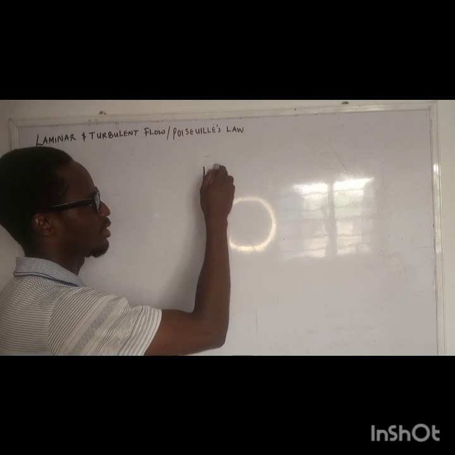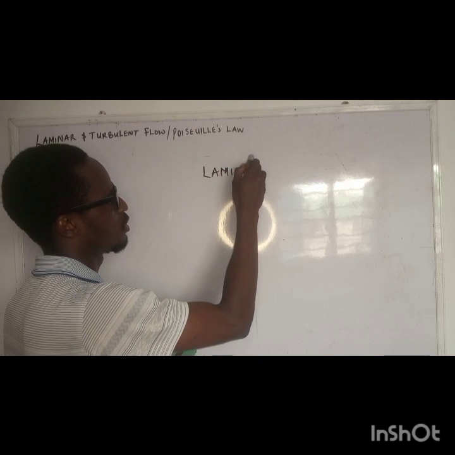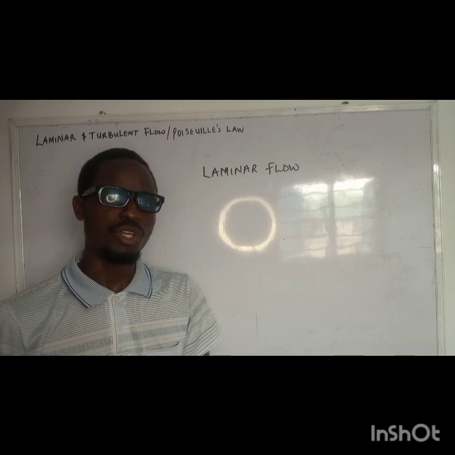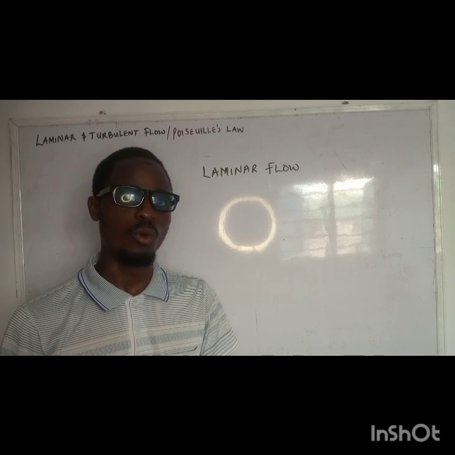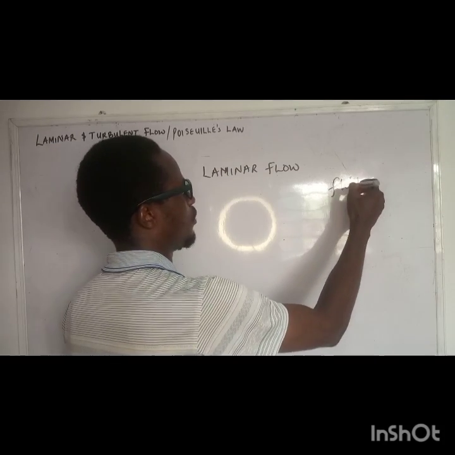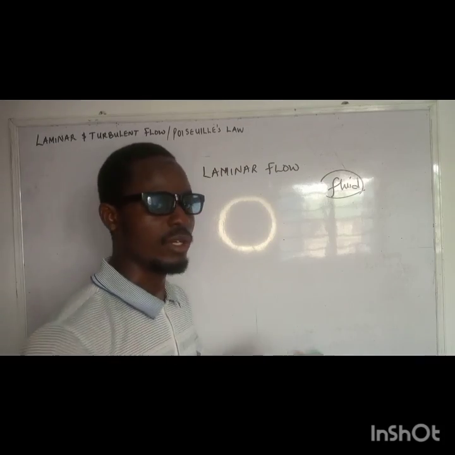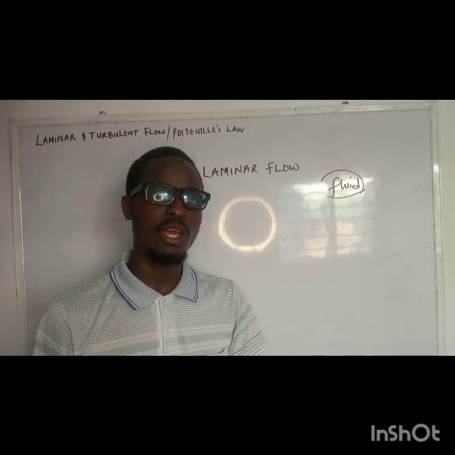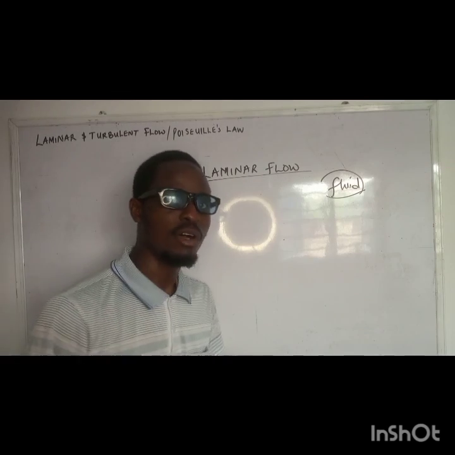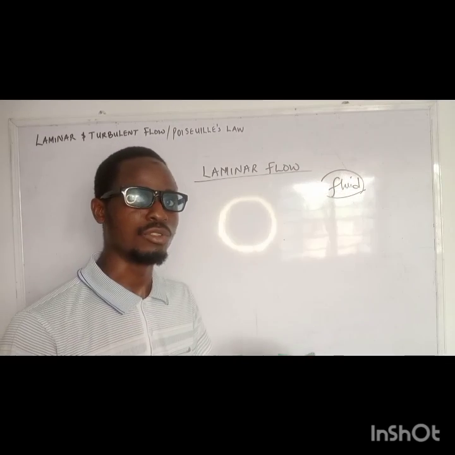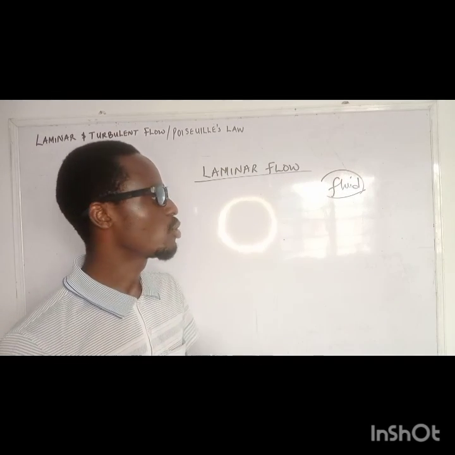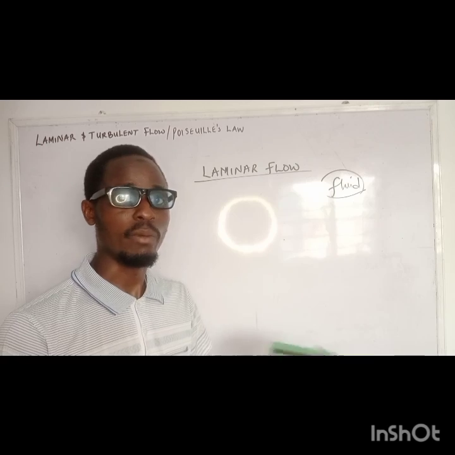So when you say laminar flow, what does it mean? Now we know that materials or matter that can flow are called fluid. So when you say fluid, we are talking about materials or matter that can flow, like air and liquids. So that is fluid. Now, laminar flow takes place in a cylindrical pipe when fluid is passing through a cylindrical pipe. So we want to consider the properties of the flow.